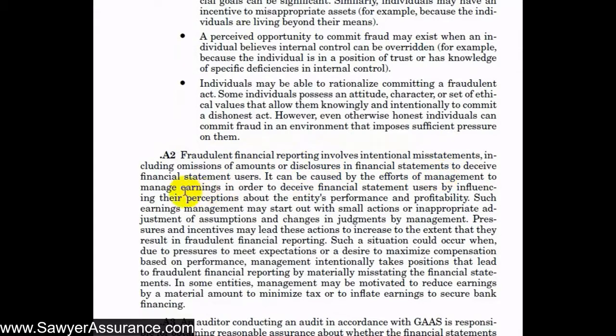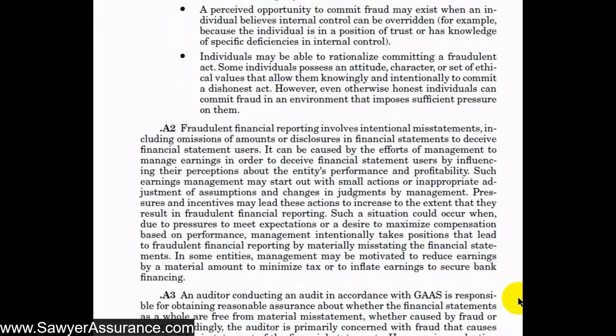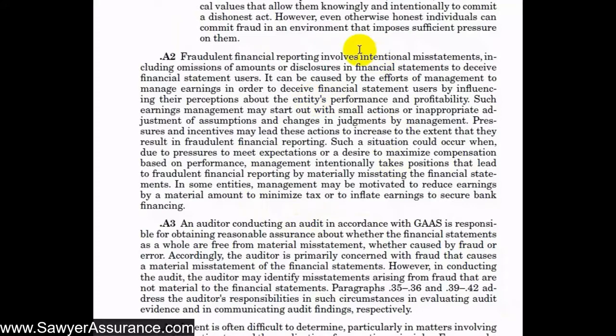And it might be used to manage earnings or to deceive financial statement users. And sometimes it might start out with small little frauds, but it may slowly increase to an extent that results in fraudulent financial reporting. And it doesn't necessarily have to be a means to increase the earnings of the company. It could be a means to decrease the earnings of the company to minimize tax to be paid for the earnings. So we need to be aware of several situations where fraudulent financial reporting might be incentivized.